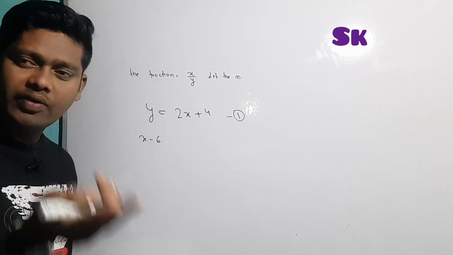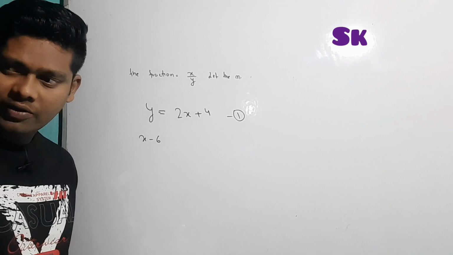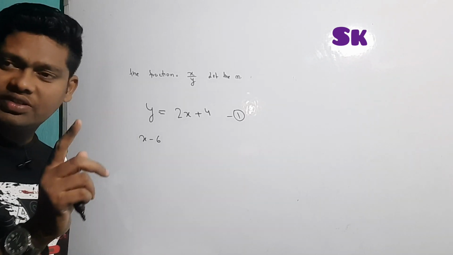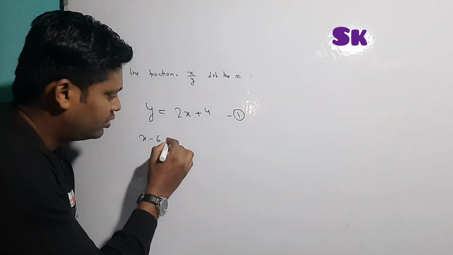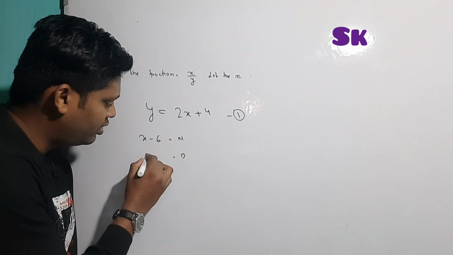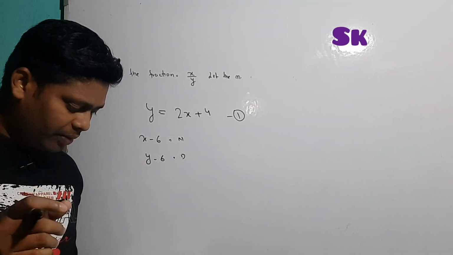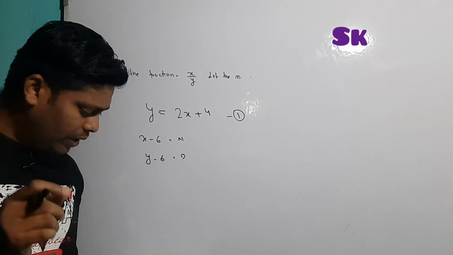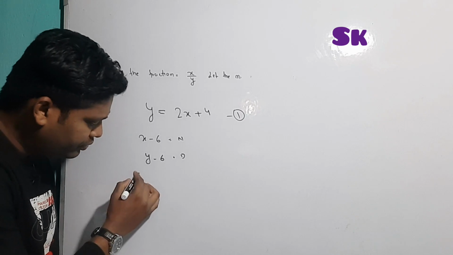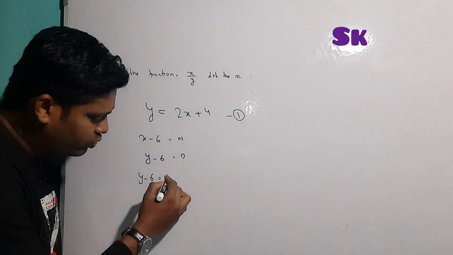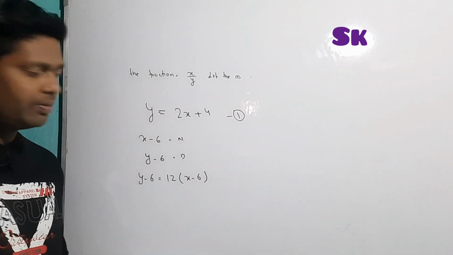For that, again I am having a numerator as x and the denominator is y. So the numerator decreased by 6 means x minus 6, and the denominator is also decreased by 6, so this is y minus 6. Clear? Then saying the denominator becomes 12 times the numerator. Clear this one? This is equation number 2.